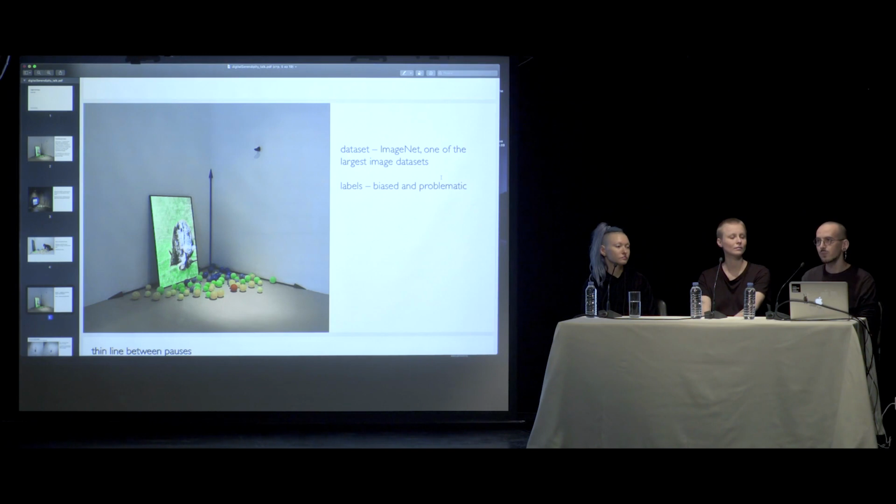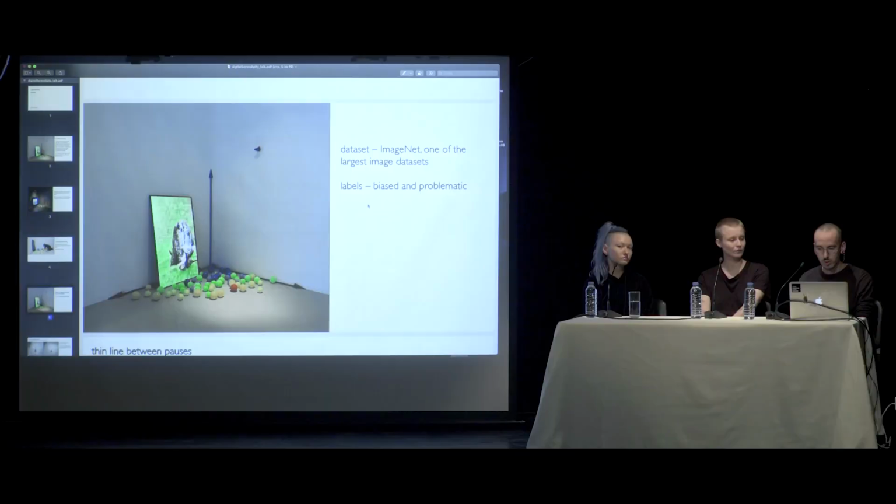It's one of the largest image datasets in the world, and it is often used by different companies when they need to train classification algorithms and some other similar networks. And there were several controversies with this dataset because, first of all, the labeling for classification algorithms is done by humans, and of course the biases are being introduced in the process, and therefore the trained neural network is also biased.